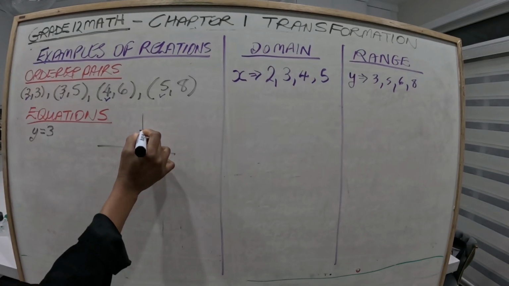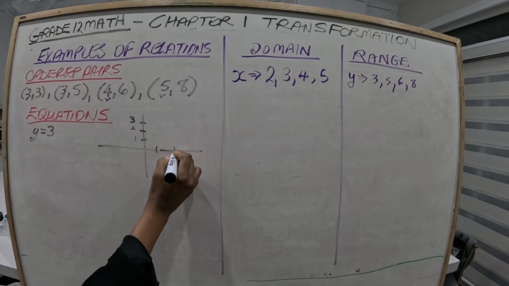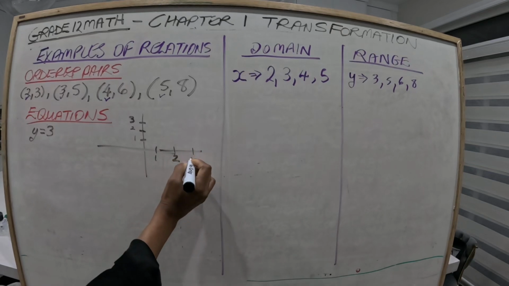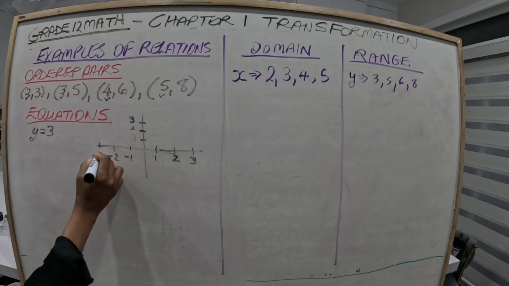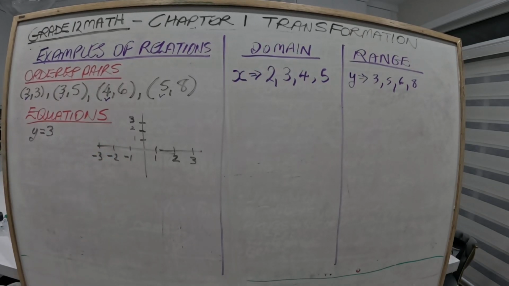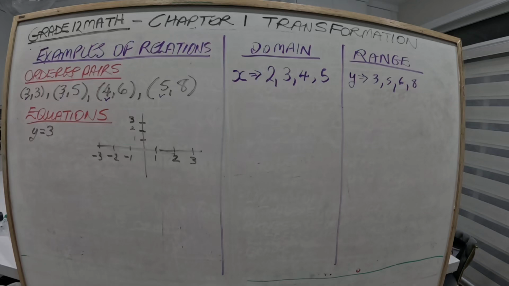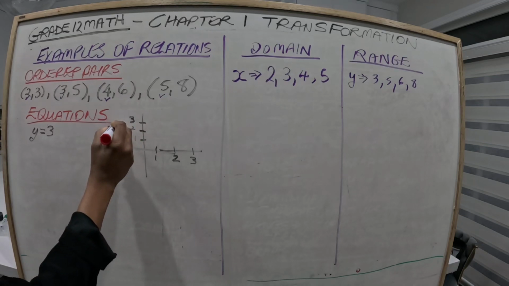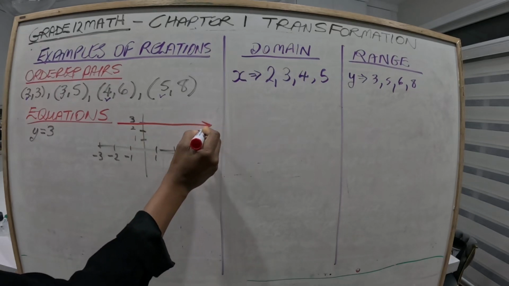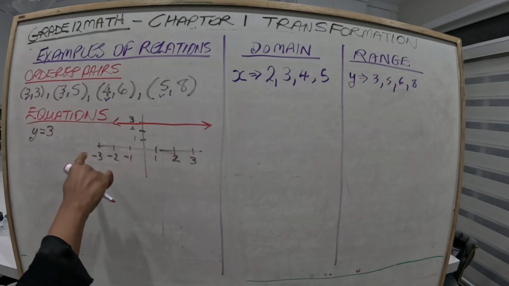1, 2, 3, and then we have 1, 2, 3, -1, -2, -3. So when y is equal to 3, it's a constant. That means there's no x value. It's always going to be equal to 3, no matter where you go. So that means it's a line that's constant. So it's that way and that way. So it's infinity. Okay? Always 3 for all values of x.